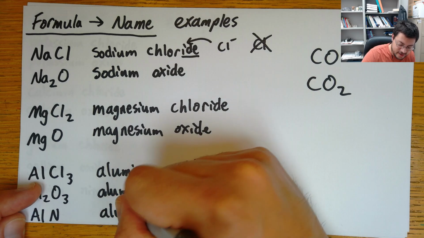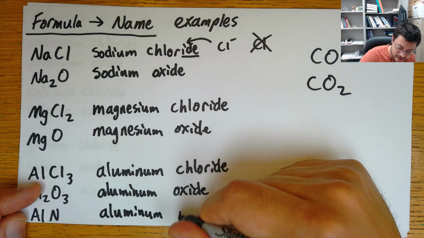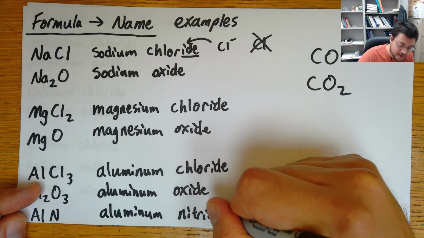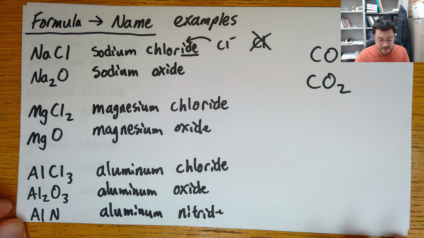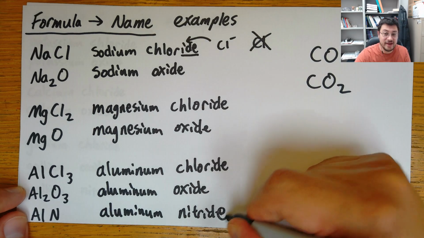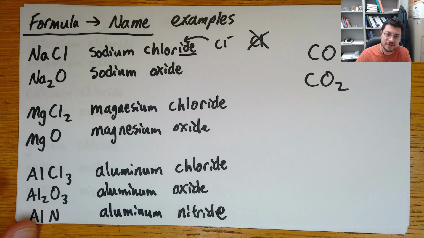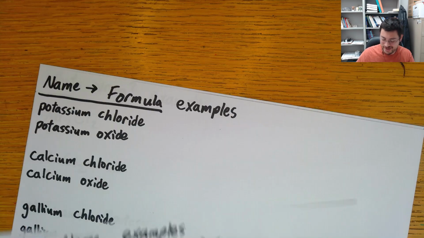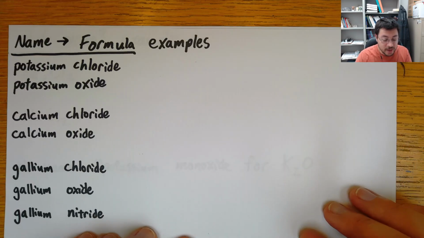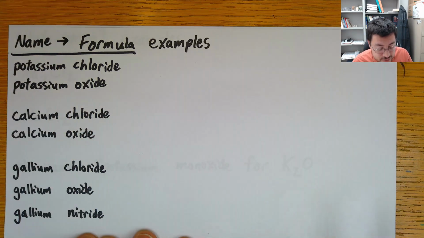So if you're like, hey, this doesn't seem too bad, you just get the cation name and the anion name and that's it. Yeah, it's that good. Until we throw in polyatomics and type 2 metals. That'll be the next video. All right, no one's laughing. All right, so next, let's do name the formula examples.